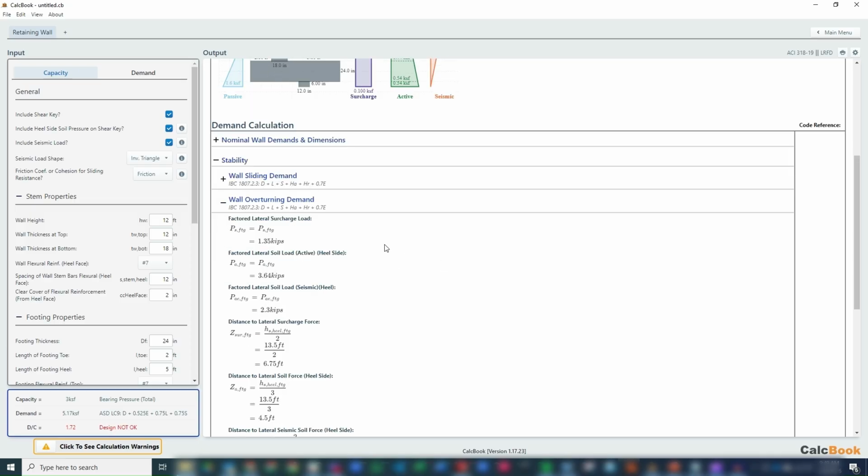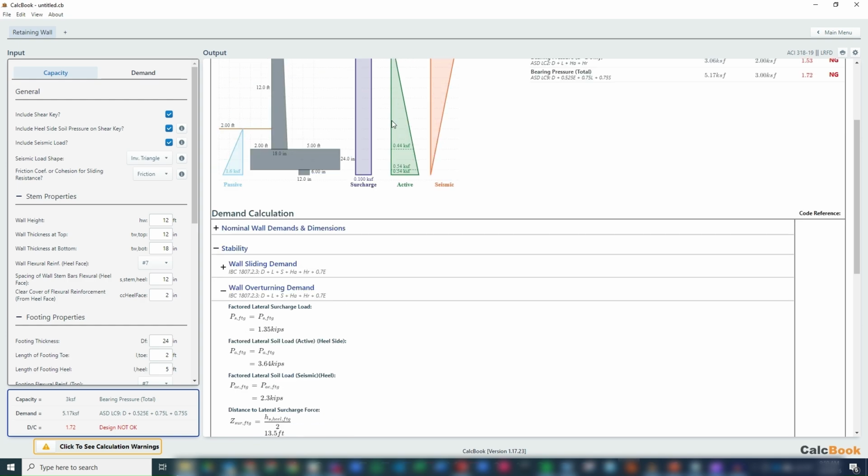And here we'll have the loading for our overturning. So we have our factored lateral surcharge load, and all the factors for overturning are just 1.0 except for earthquake, which gets a 0.7. So we have 1.35 kips from our surcharge. We have our factored lateral soil loading for the active.